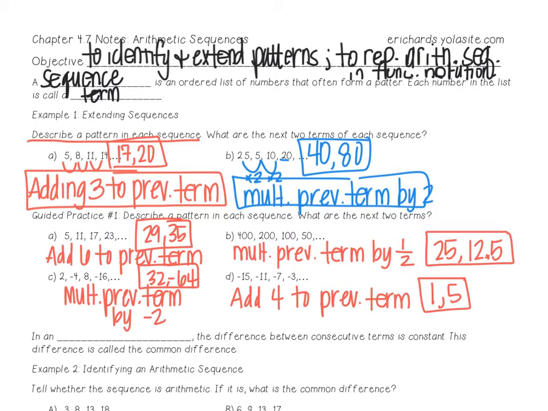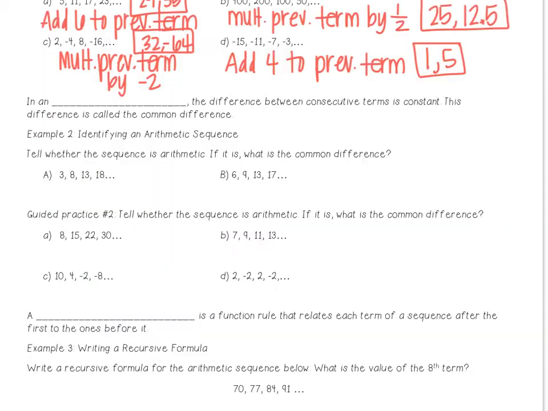Okay, upon examination, you should see that you're adding 6 each time on A. So we're going to add 6 to the previous term, and our next two terms are 29 and 35. For B, we're multiplying by a half. You could have also said dividing by 2, and the next two terms are going to be 25 and 12.5. For C, we are multiplying by -2. That's why the sign keeps changing. And the next two terms are positive 32 and negative 64. For D, we are adding 4, so the next two terms are going to be 1 and 5.